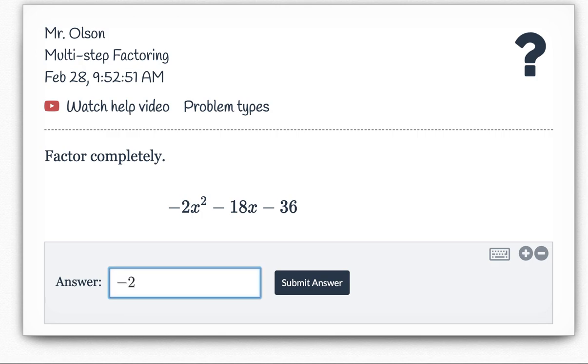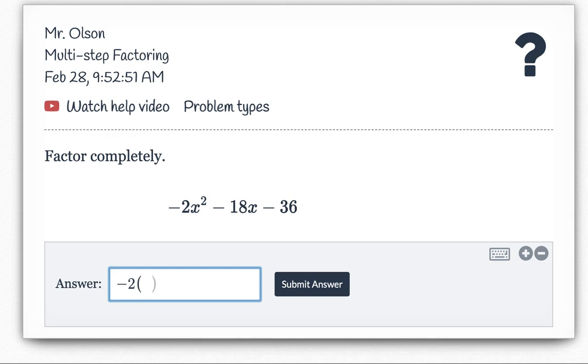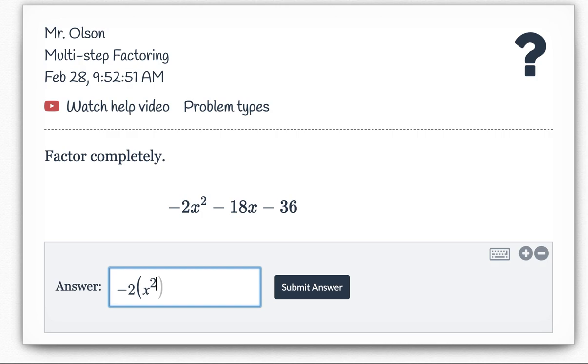I can take out that -2, put a parentheses, and what would be inside would be x squared. Then if you divide -18 by -2, you'll get plus 9x. And then if you divide -36 by -2, you'll get plus 18. And if you feel kind of rusty in this skill or don't really understand it, just think about what it means to distribute in a number, and we're just doing that in reverse.